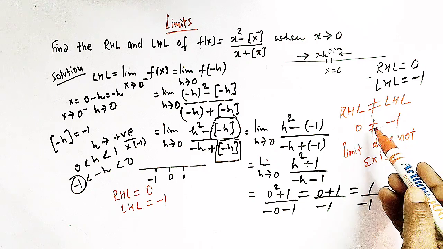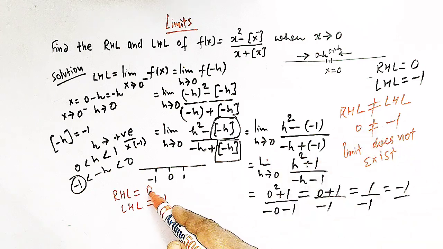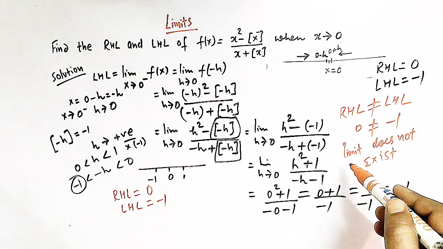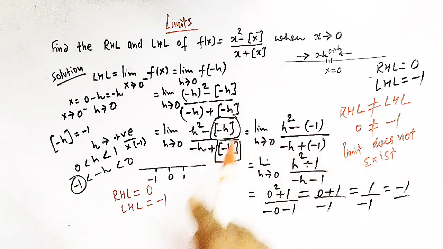So since 0 is not equal to minus 1, hence we can easily claim that the limit of this function when x approaches to 0, it doesn't exist.